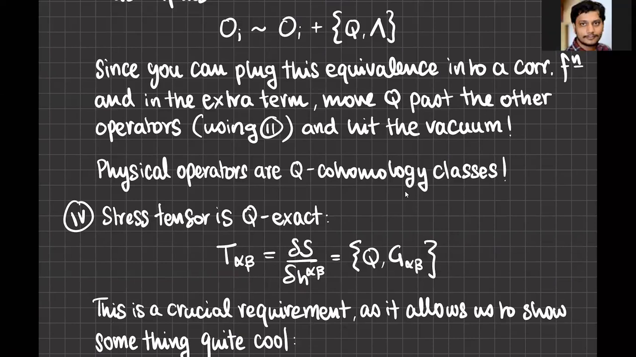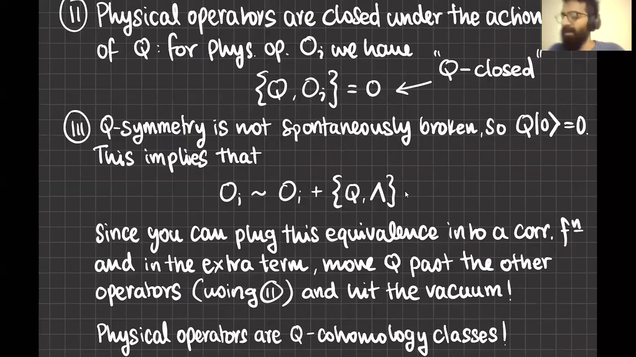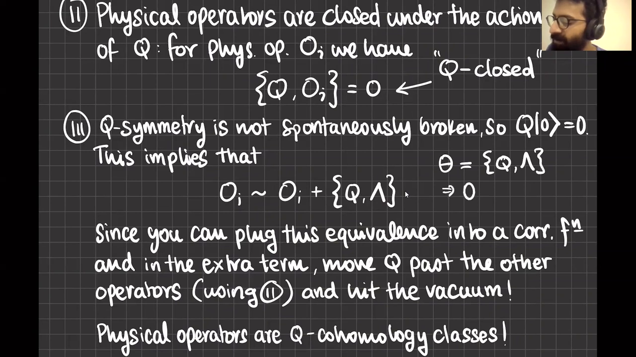So you are saying any O_I which can be written as [Q, lambda] is called Q exact. Yeah. Okay, so let's get the terminology. Let me write this properly. So this condition is called Q closed. If the operator is in the kernel of Q, which means that when Q hits the operator, then it's 0, then it's called Q closed. If there is an operator, let's write it as theta is equal to Q acting on lambda, then theta is Q exact. Okay, that's the definition.